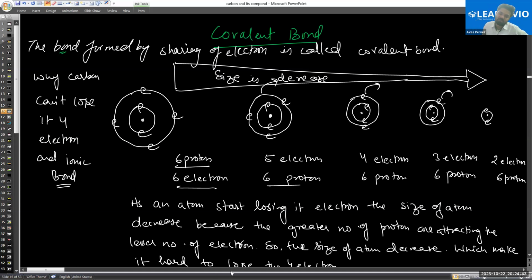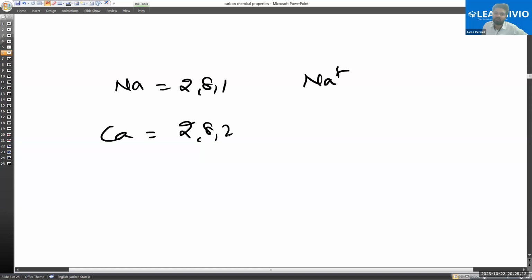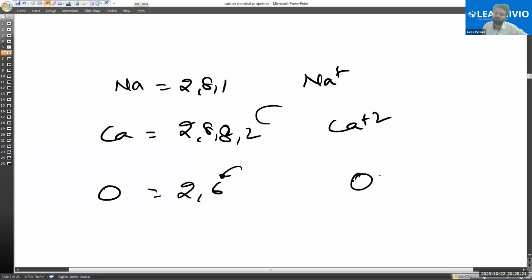Now the next question that usually comes is: why is carbon not able to form ions? Carbon has 4 electrons in its outer shell. Generally, we know that sodium can lose 1 electron and form Na+. Calcium can lose 2 electrons and form Ca2+. Likewise, oxygen has the electronic configuration 2,6. It can gain 2 electrons and form O2-.